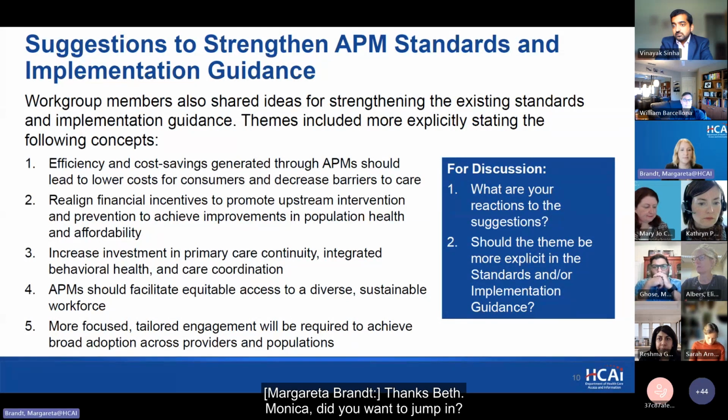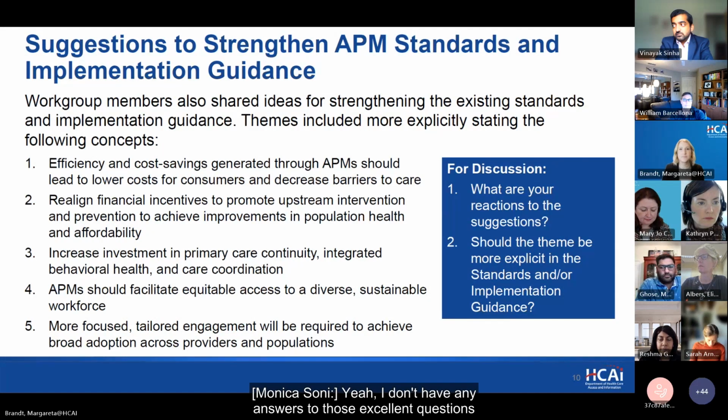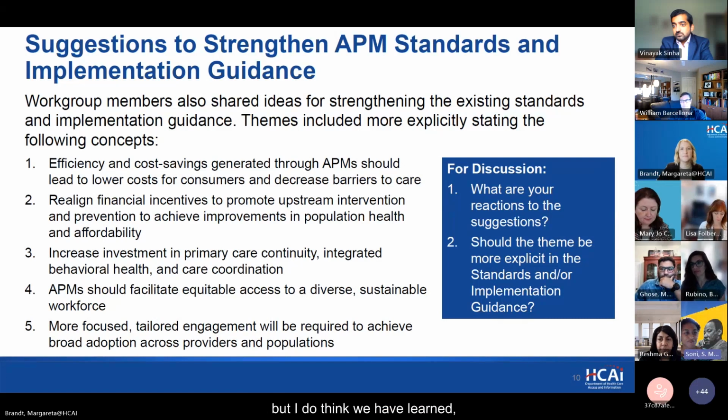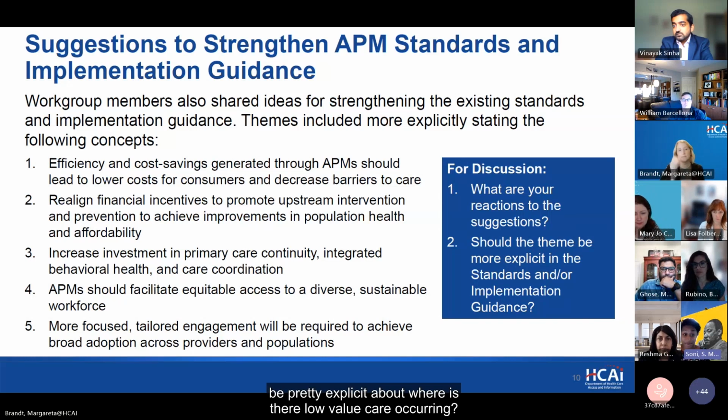Thanks, Beth. Monica, did you want to jump in? Yeah, I don't have any answers to those excellent questions raised by Beth and Reshma, but I do think we have learned even from things like the oncology care model that you really do have to think about what the actual drivers of costs are. Be pretty explicit about where low value care is occurring, and then, to everyone's point here, think about the true redistribution from here to there.